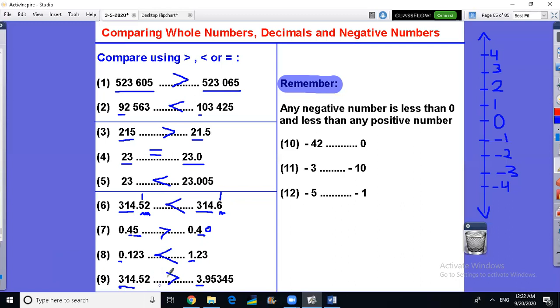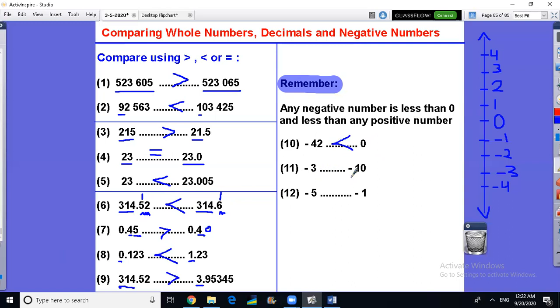Moving on to the next section, which is comparing negative numbers. Just remember, as you see here, that any negative number in the world is less than 0 and less than any positive number. So negative 42 and 0, which number is greater? Of course, 0 is greater.